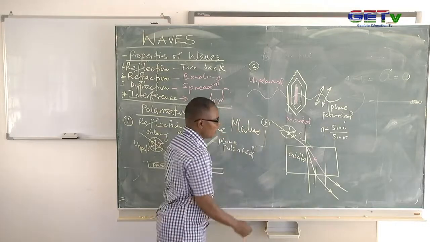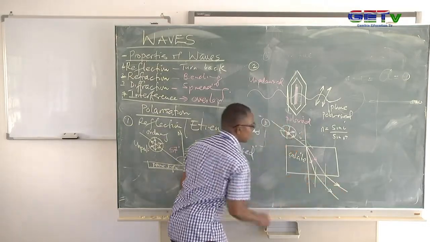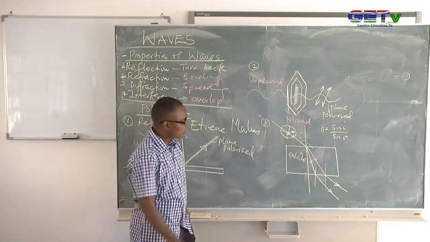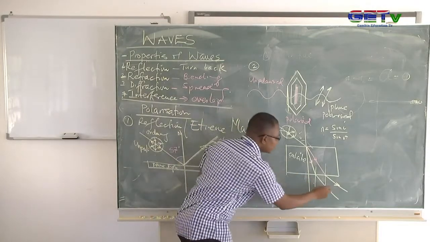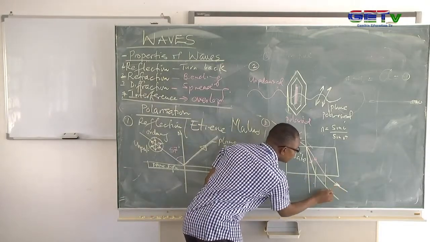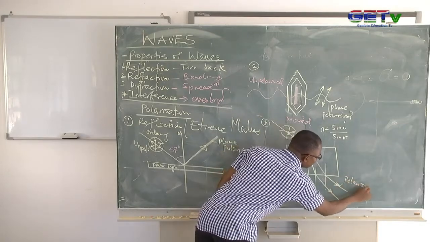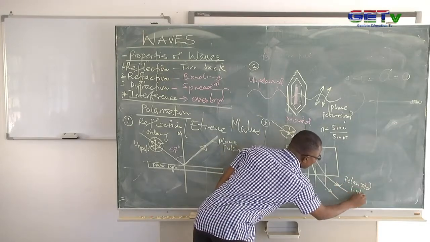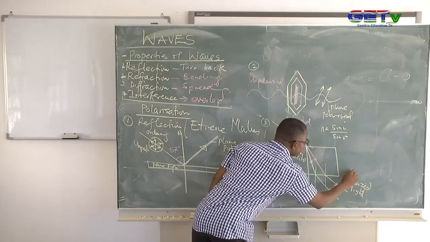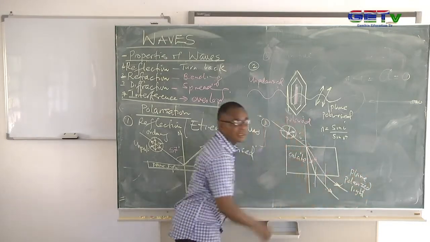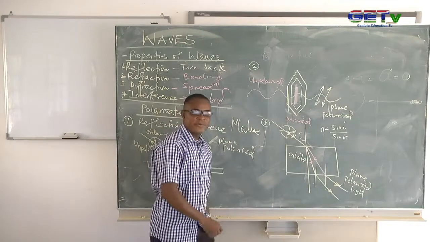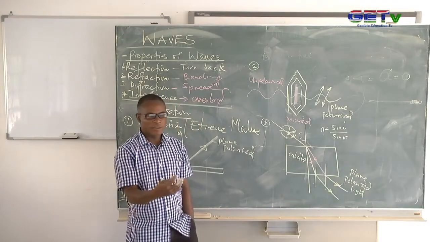So the two waves that emerge from this calcite after the refraction process are going to emerge outside. And when they emerge, these emergent rays are now going to be plane polarized. These are going to be polarized light, plane polarized. So remember this action. It is double refraction. It's not all materials that do that, but calcite does that.